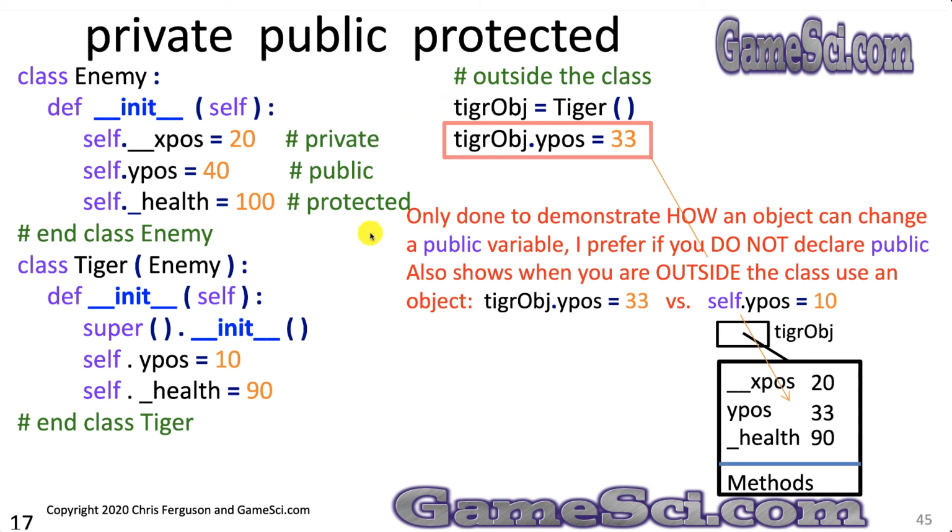Now, I only did this to demonstrate how an object can change a public variable. I prefer if you do not declare public variables. Keeping all your variables hidden is a better programming practice. But it also shows that when you're outside the class, you can use an object. We're going to use the Tigger object to change the Y position variable. Notice how outside the class, I use the Tigger object to follow this reference and go inside here and change it. Notice how inside the class, I use the self variable. And that's because at the time this executed, self was pointing to the same object.